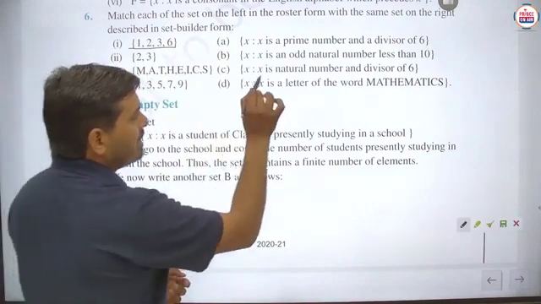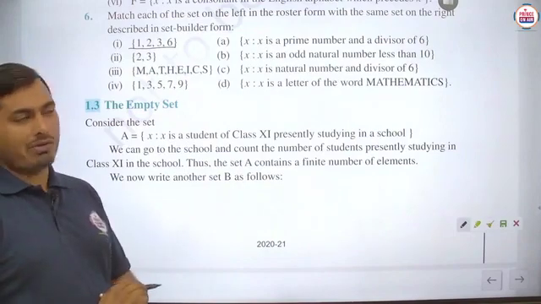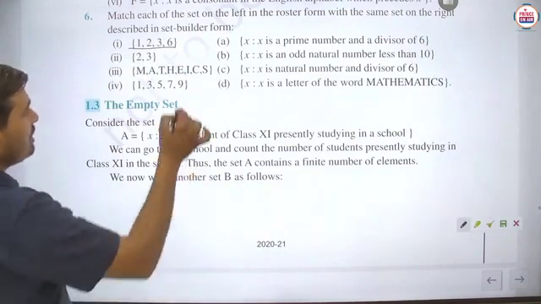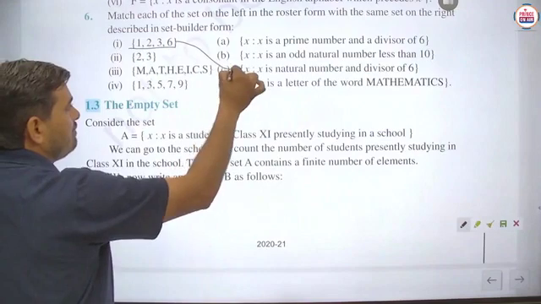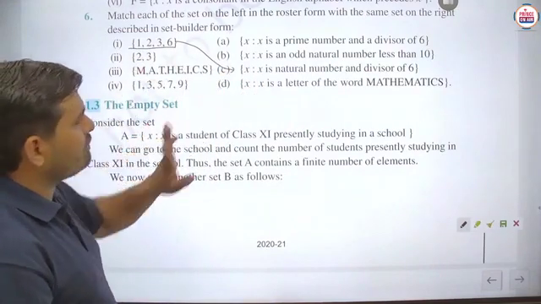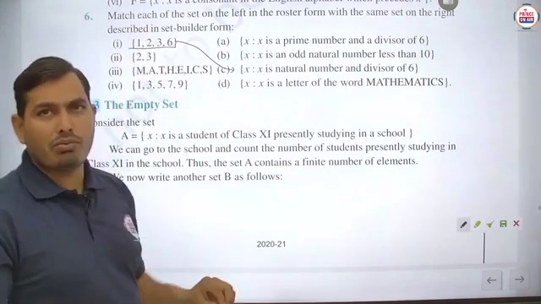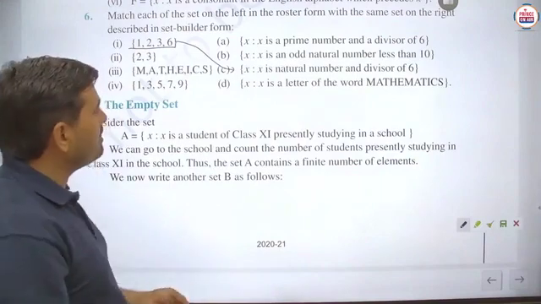Next, X is a natural number and divisor of 6. Basically student, this part is to be matched with the C part, because you can say that each and every element is a divisor of 6. Then we can say that these are always natural numbers. So this is matched with the C part.